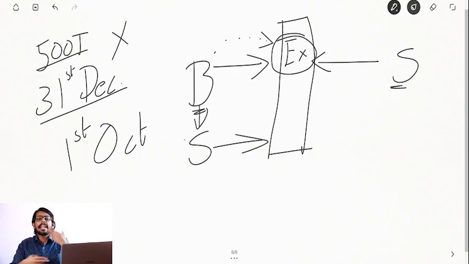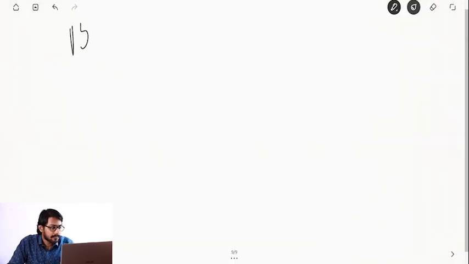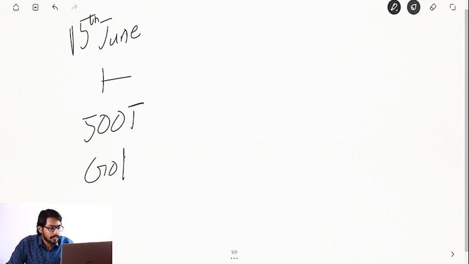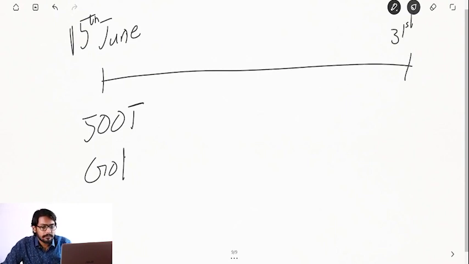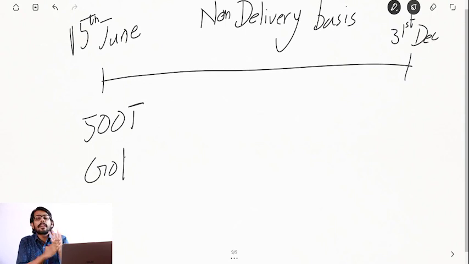So at any point the settlement can happen. The settlement happens with the exchange. You purchase today on 15th June. Understand, pay very close attention. On 15th June, you entered into a contract to purchase 500 tons of gold on 31st December, on cash settlement, that is non-delivery basis. On 31st December, what happened? Do you get the gold? No, you will get only the value of gold.